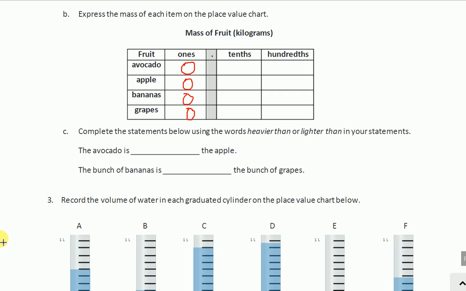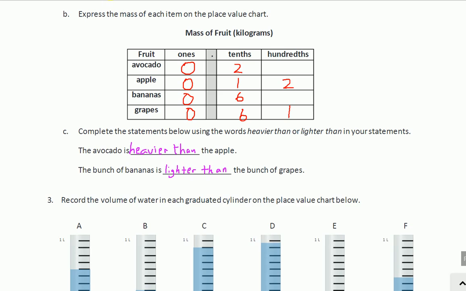Now the avocado had 2 tens. It had no hundredths. The apple had 1 ten and it had 2 hundredths. The banana had 6 tens. And the grapes, well, they had 6 tens and 1 hundredth. So that's the chart there. Then we just have to complete the statement below using the words heavier than or lighter than. Pause the video again and fill out C on your own.